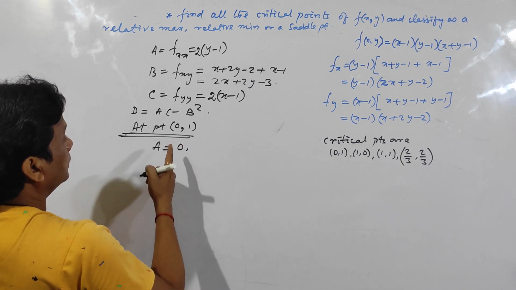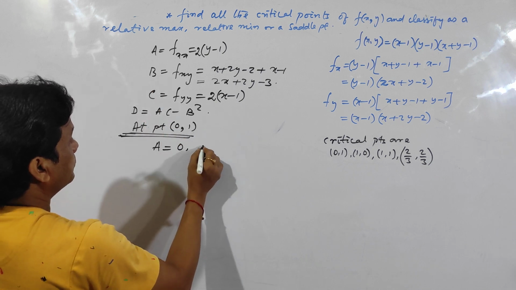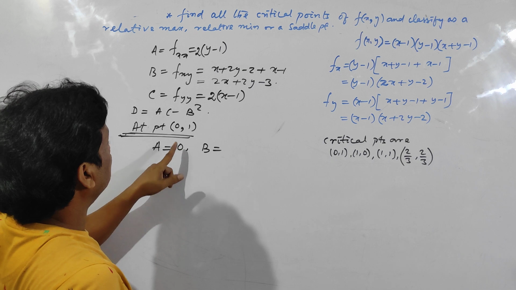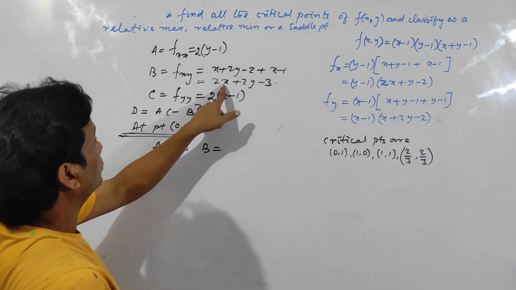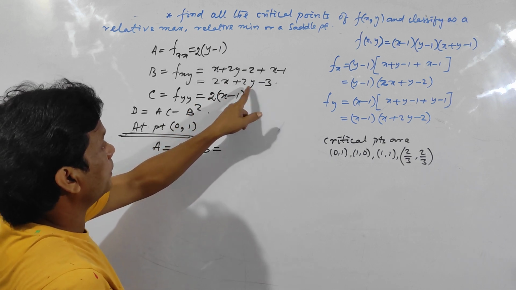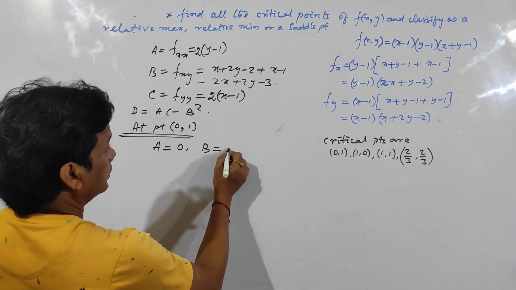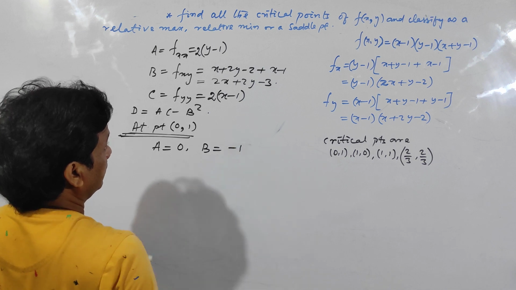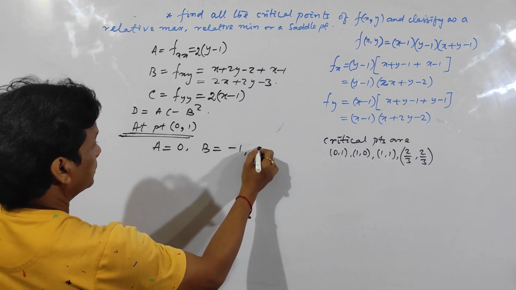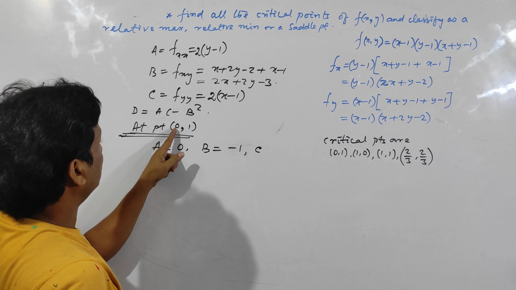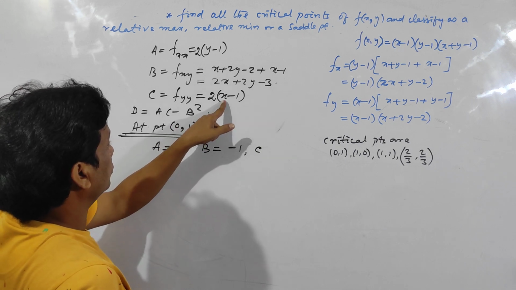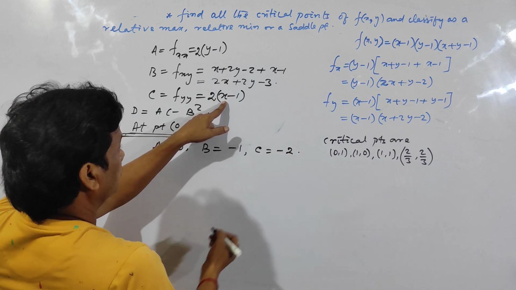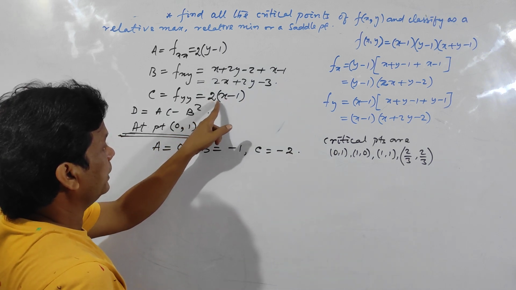Clear? Then, what is B? Tell me. Put x equal to 0, y equal to 1. 2 minus 3, it is minus 1. And C is equal to how much? Put x equal to 0, y equal to 1. X is equal to 0, that means minus 2.